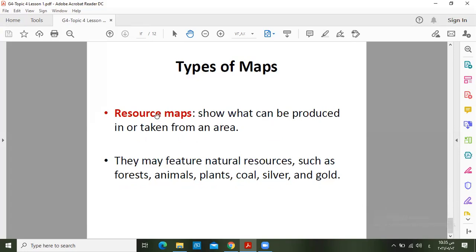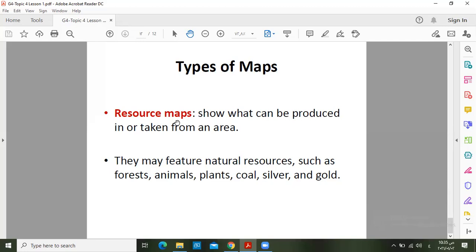Also, another type of map is the resource map, by its name, resource. This type of map shows what can be produced in or taken from an area. For example, coal, petroleum, silver, gold, animals like sheep, goats, plants, forests, all of these are called resources, as you know, natural resources.